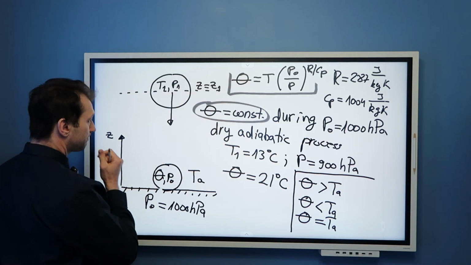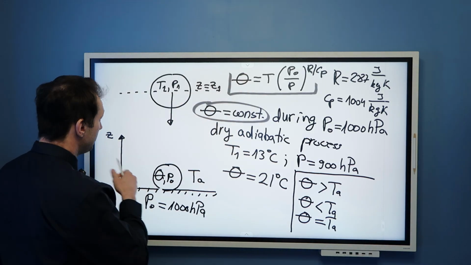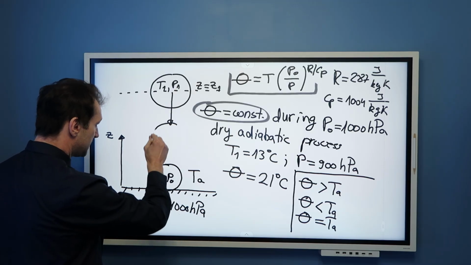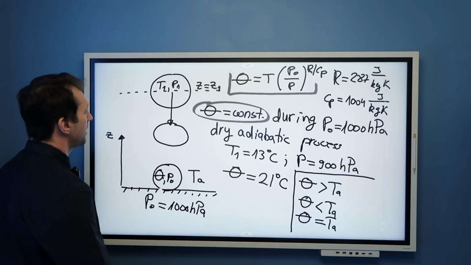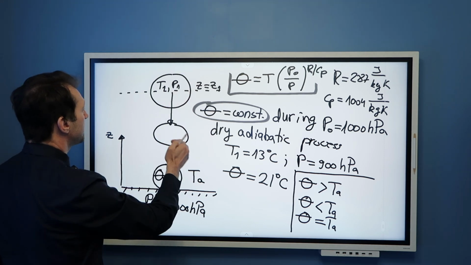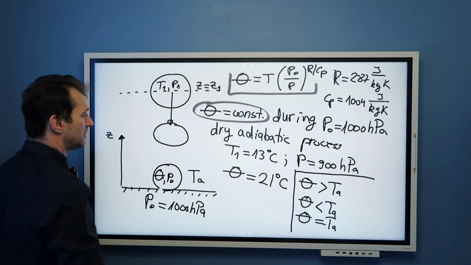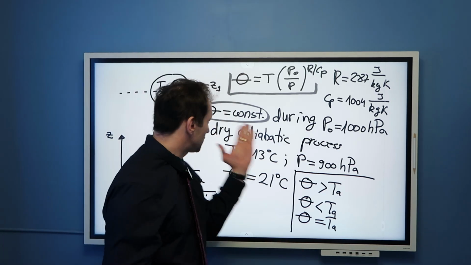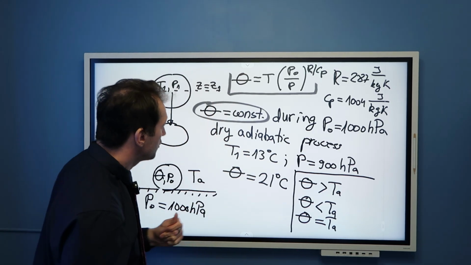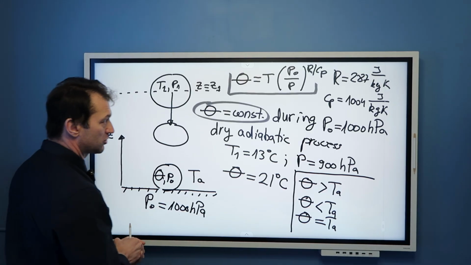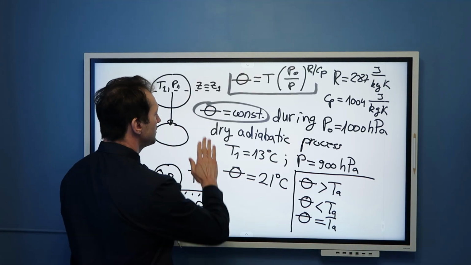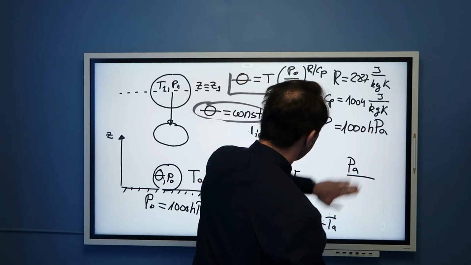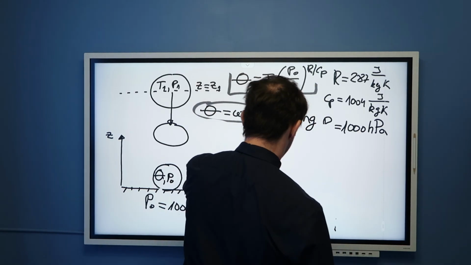If we had a parcel of air at this height, and in the meantime, as it was traveling down, it came to this intermediate height, what is the potential temperature? The same. It's conserved. You might say, how can you convince me it's conserved? I will convince you, let me erase this. I will convince you in the following way.